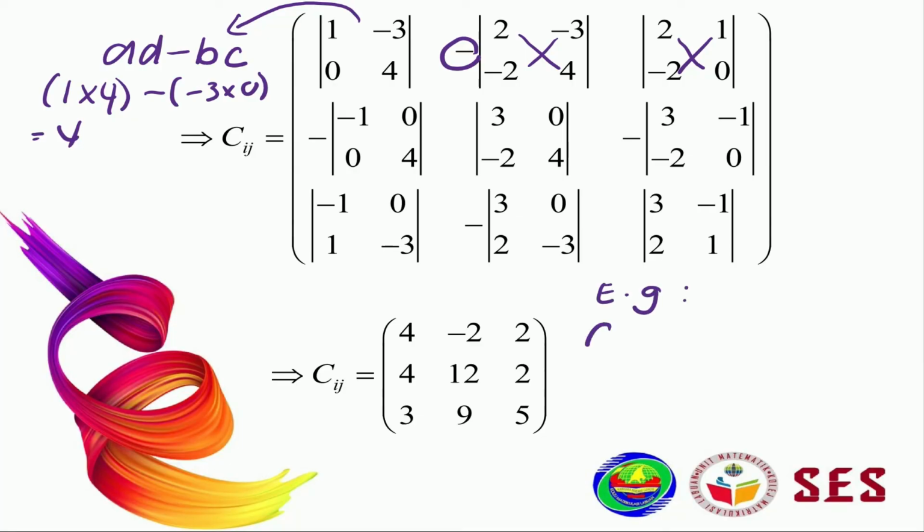Okay, so for example, if the question asks you to find C32, that means we want to find the cofactor for the third row and the second column, which is 9.